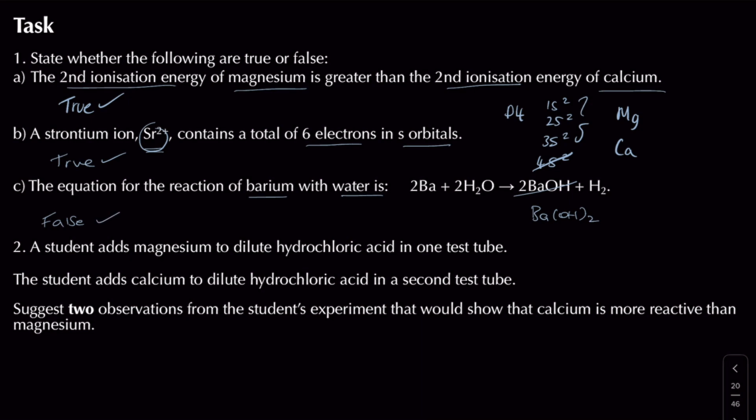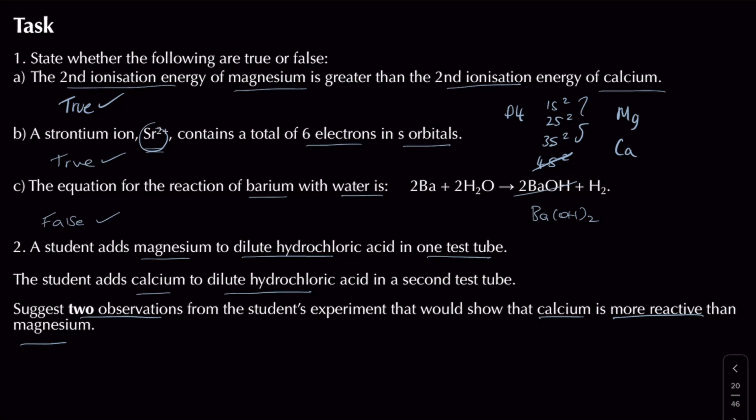And I think the examiner actually wanted all 3 of these to be right in that 1 mark multiple choice question. So looking at the next one then, a student adds magnesium to dilute hydrochloric acid in one test tube and does the same thing to another test tube but with calcium instead. Now the examiner is asking us to suggest 2 observations from the student's experiment that would show that calcium is going to be more reactive than the magnesium itself.